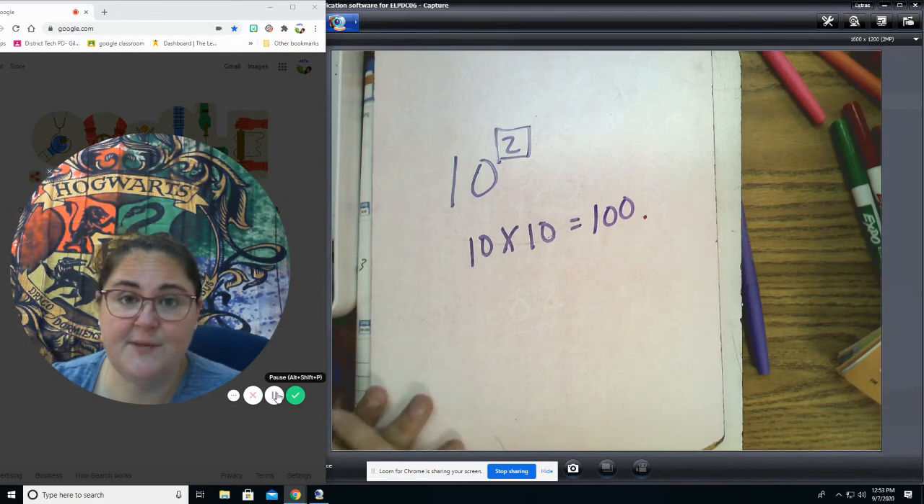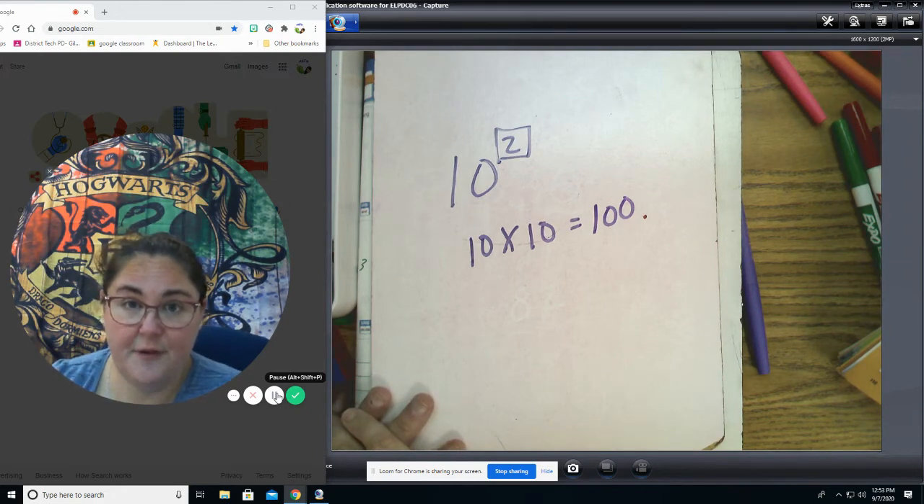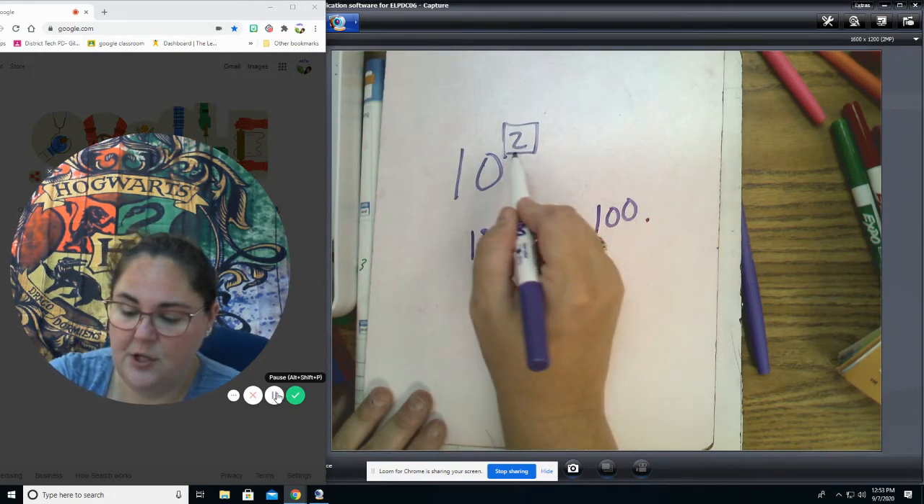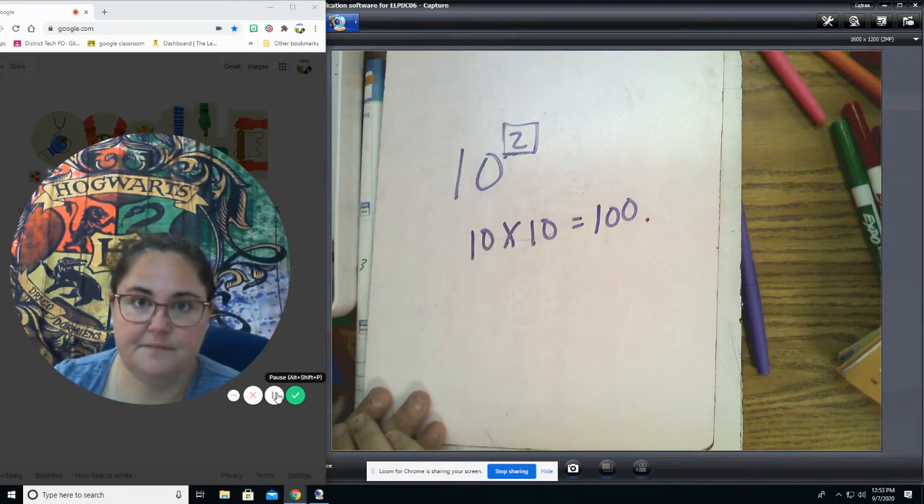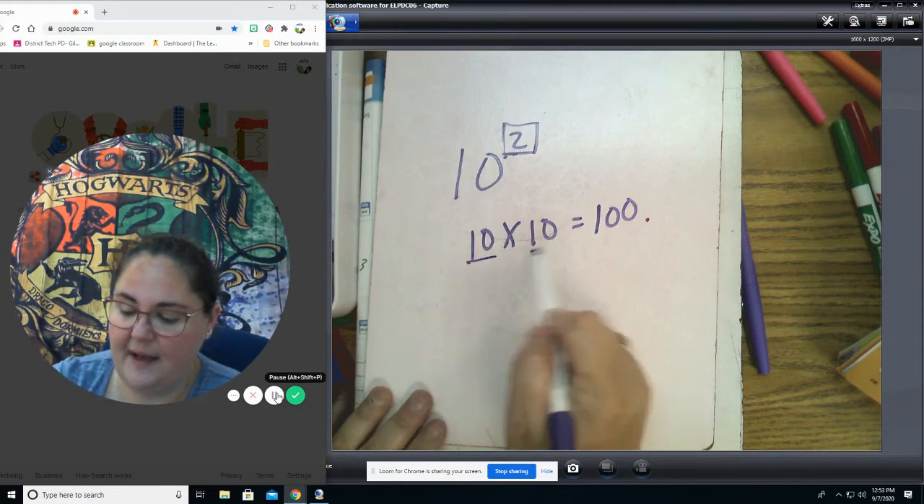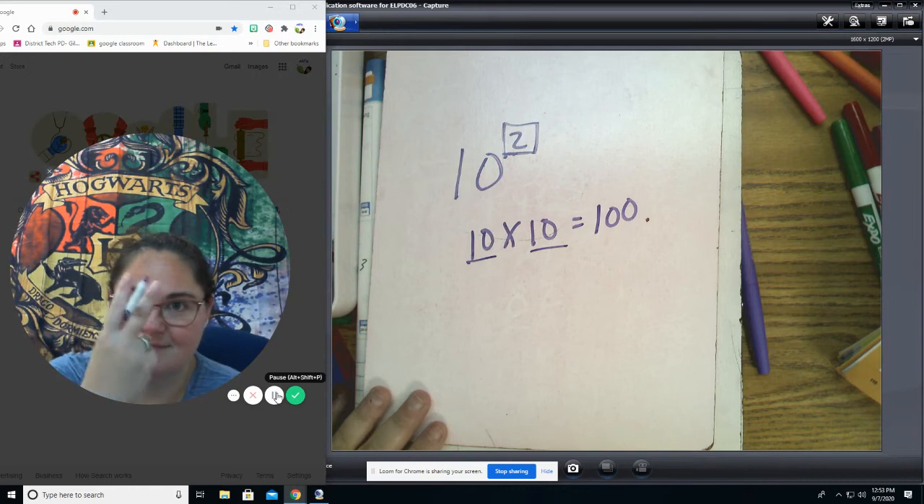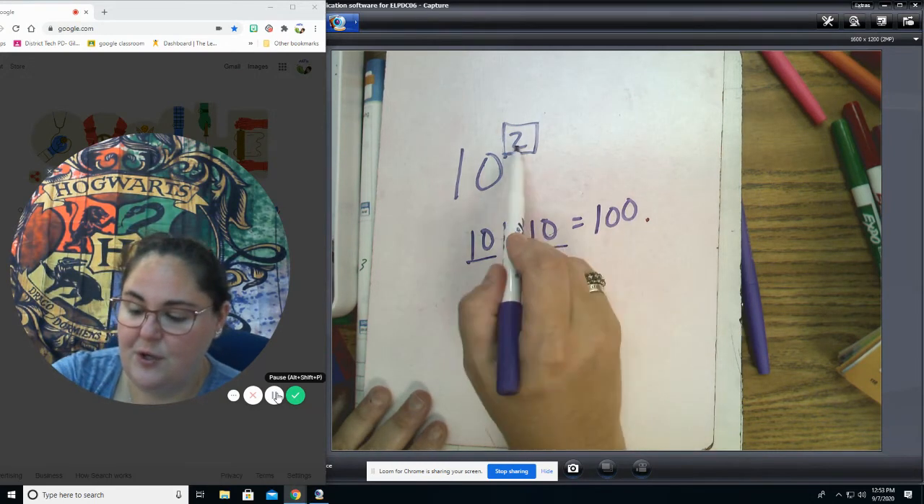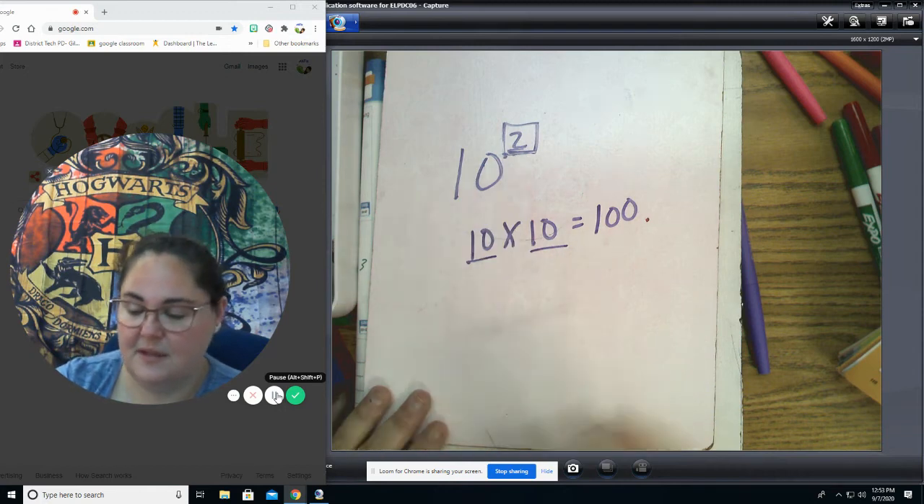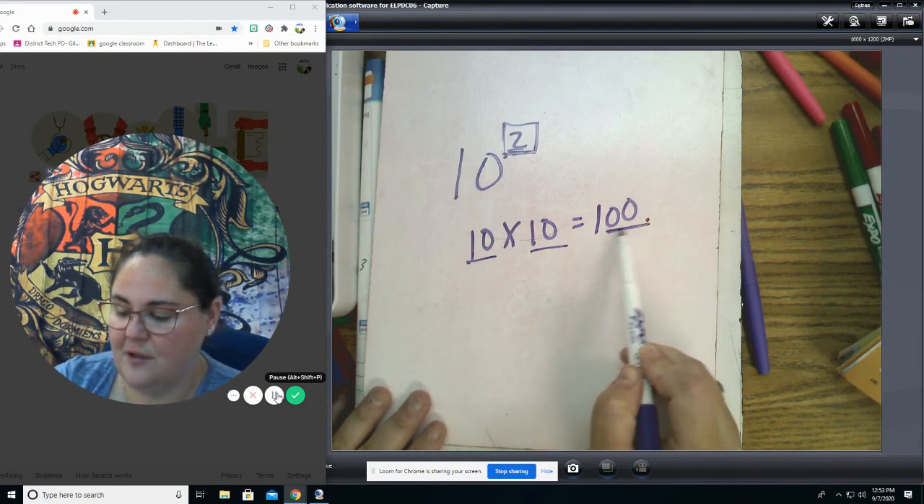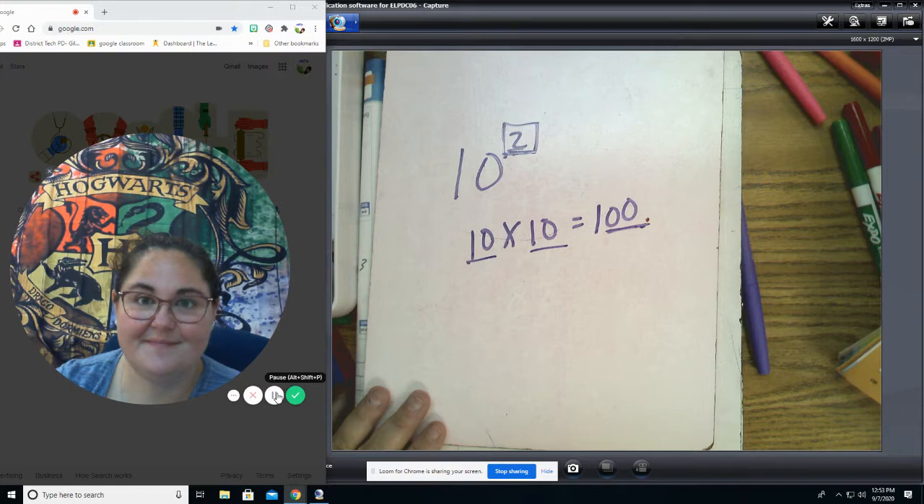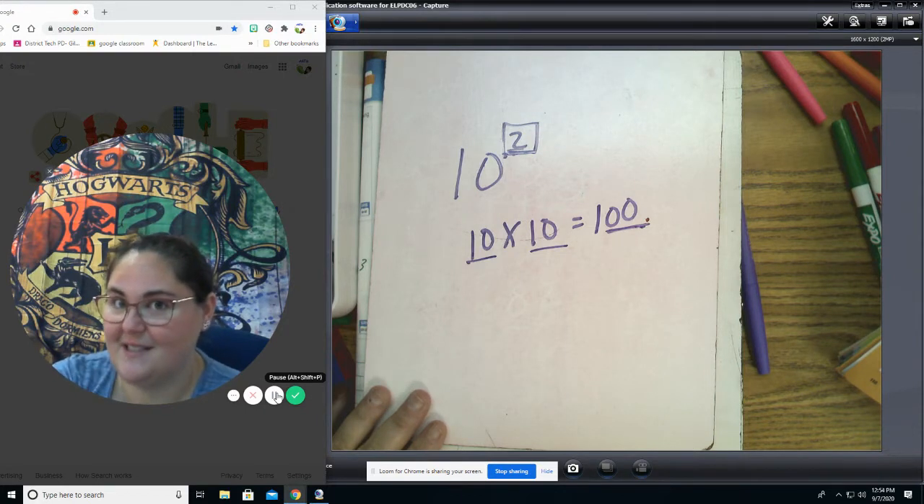Now, there are some tricks with this. The first trick I'm going to show you. Notice my number is a 2, right? How many 10s do I have? 2. Second trick. Notice my number is a 2. How many zeros are in my final answer? That's a trick we're going to work on today.